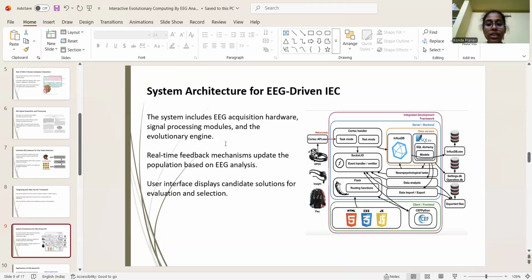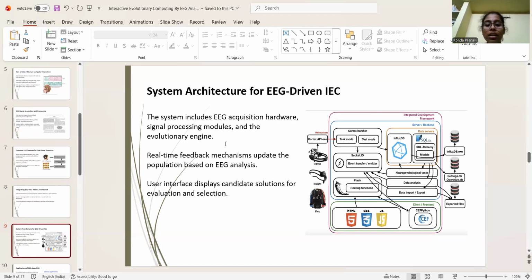System architecture for EEG driven IEC. The system includes EEG acquisition hardware, signal processing modules, and an evolutionary engine. It provides real-time feedback mechanisms and updates the population based on the EEG analysis. Through this, the user interface displays candidate solutions for evaluation and selection, and it can take various forms.